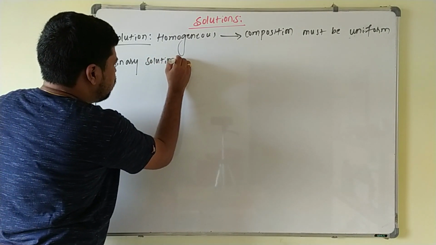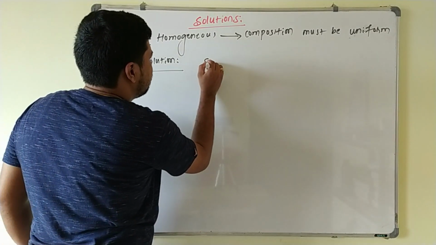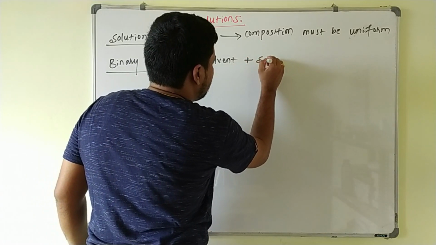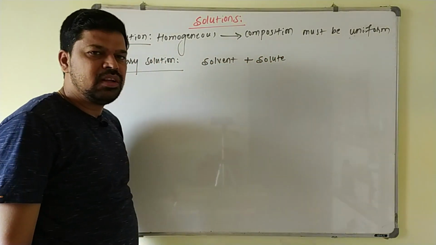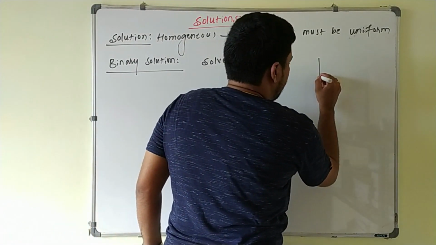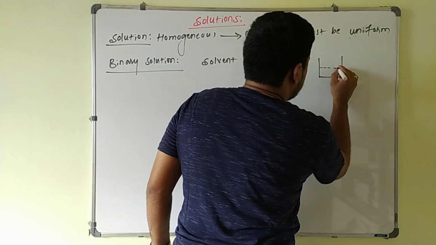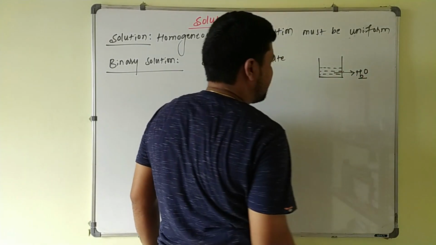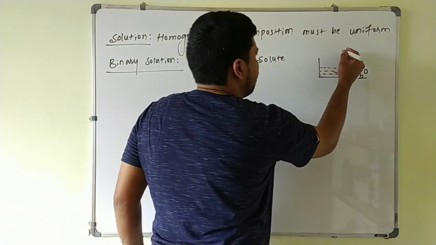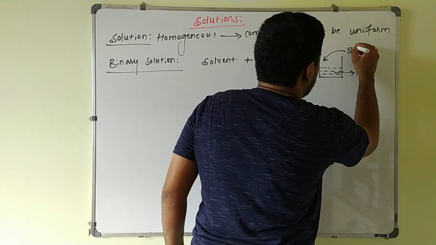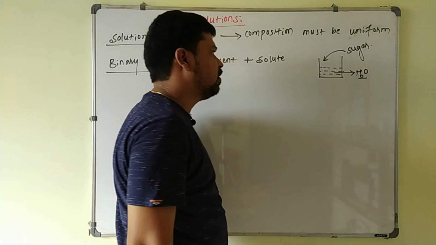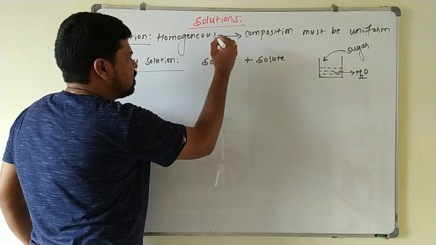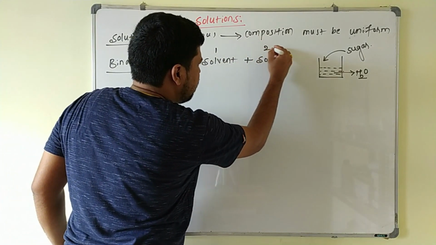So if I want to define a binary solution, which is made up of only two components, the first component we call a solvent, and the second component I will call the solute. For example, if I take water in the vessel, this water which is present in large excess is acting as a solvent. To this, if you are adding some sugar, this sugar is your solute. So here solvent is component number 1, solute is component number 2.